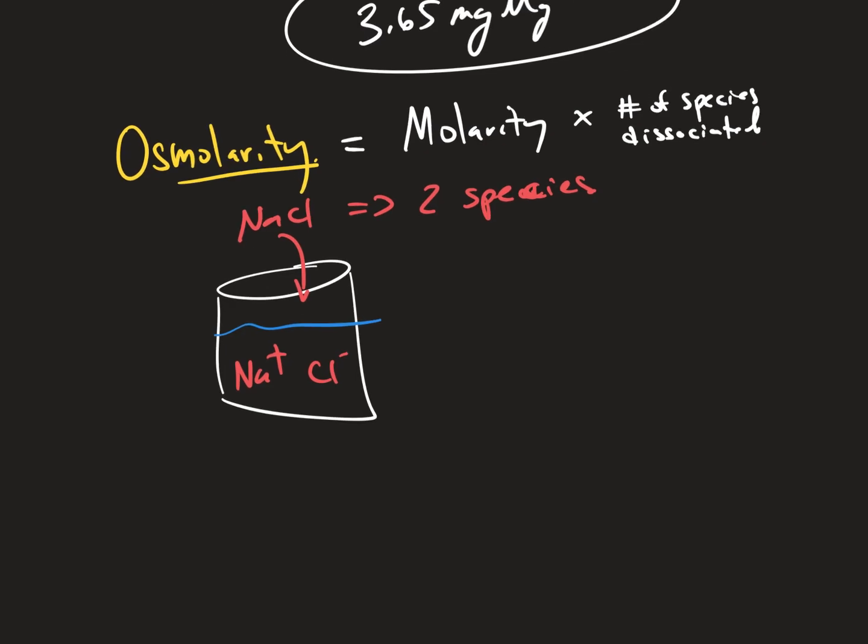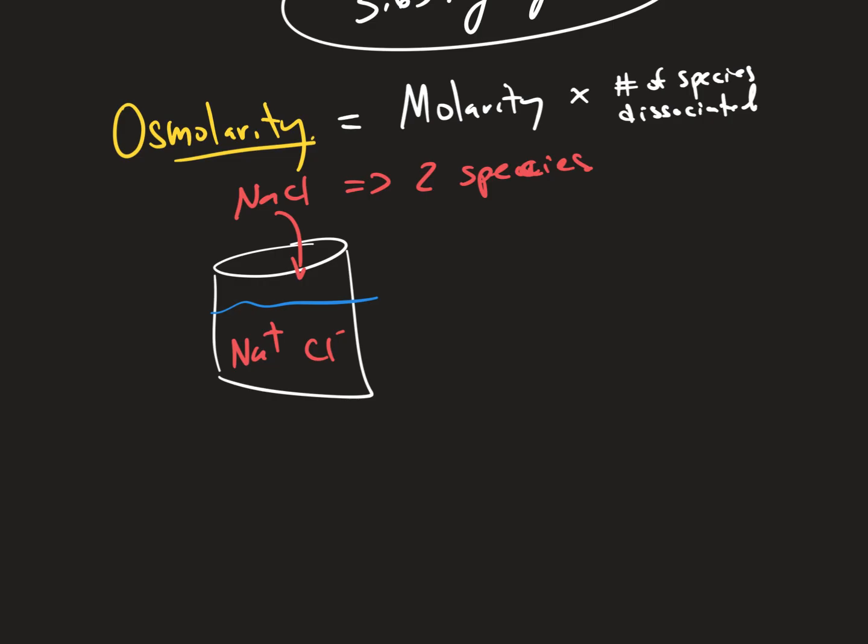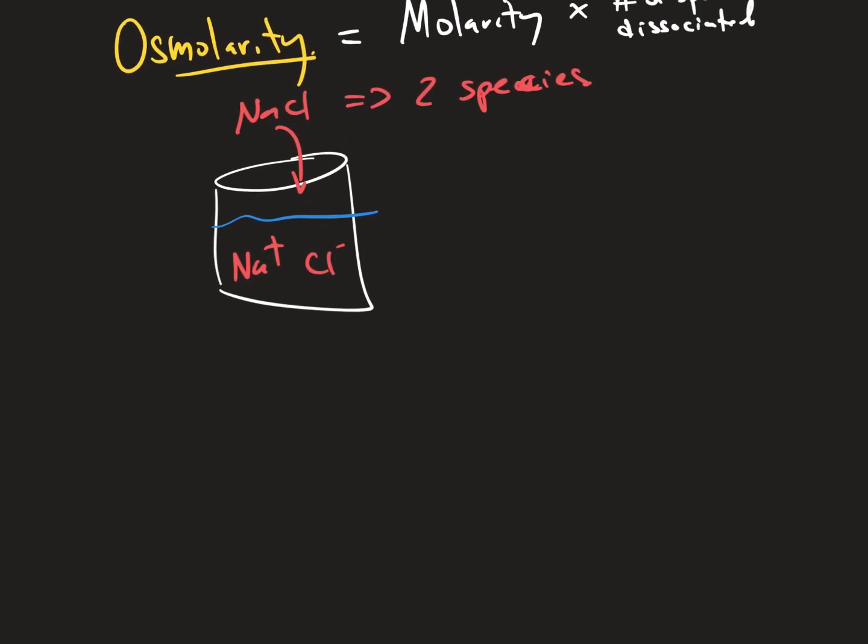So let's do an example here. Let's say we have 1.05 moles of magnesium chloride in 3.5 liters of solution. We want to calculate the osmolarity.